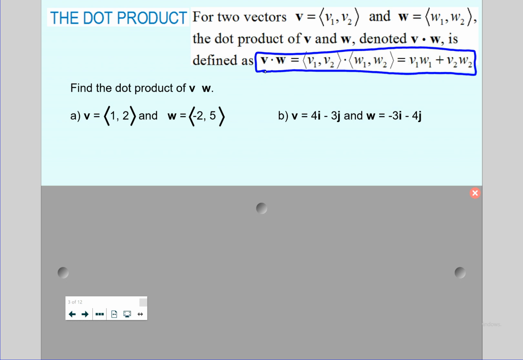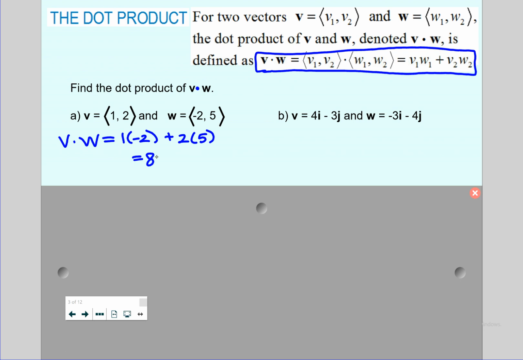So let's find V dot W for the following vectors. First problem, vector V is 1, 2. Vector W is negative 2, 5. I'm calculating V dot W. So I'm going to multiply the first components together, multiply the second components together, add those numbers up. In this set of vectors, it would be 1 times negative 2 plus 2 times 5. The dot product is 8. That's it. I can do this now.